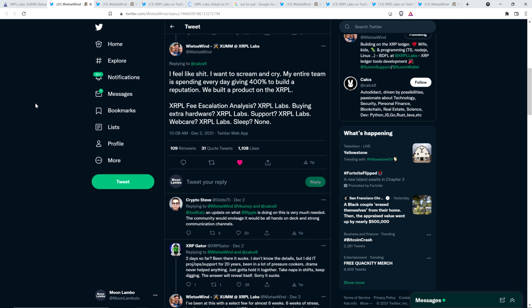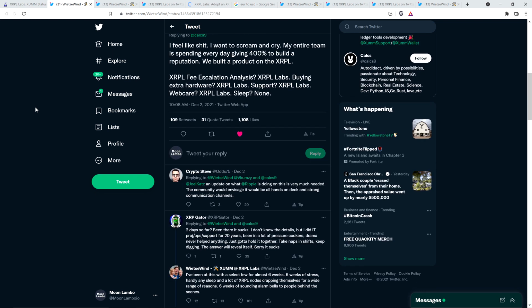As I read this, I feel nothing but sympathy. He's just working his tail off. He wrote the following: I feel like s-word, so I'm censoring there. I want to scream and cry. My entire team is spending every day giving 400% to build a reputation. We built a product on the XRP Ledger. XRPL fee escalation analysis? XRPL Labs. Buying extra hardware? XRPL Labs. Support? XRPL Labs. Webcare? XRPL Labs. Sleep? None.